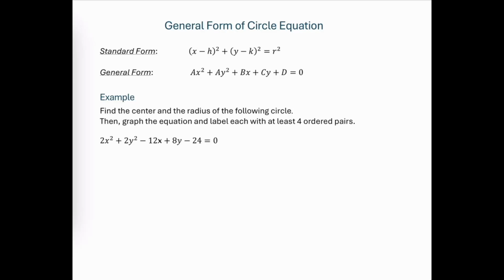Find the center and the radius of the following circle. Then graph the equation and label it with at least 4 ordered pairs.